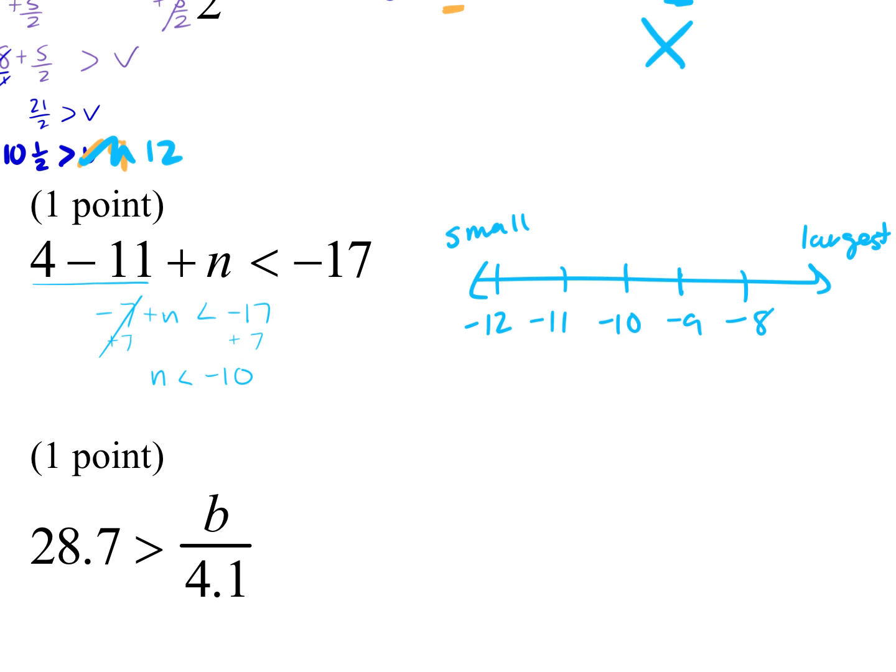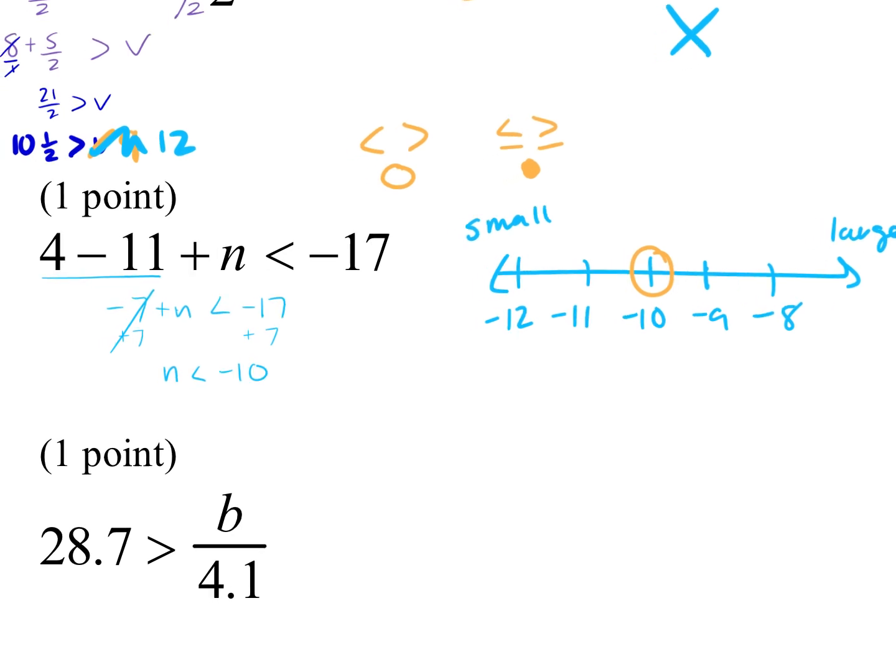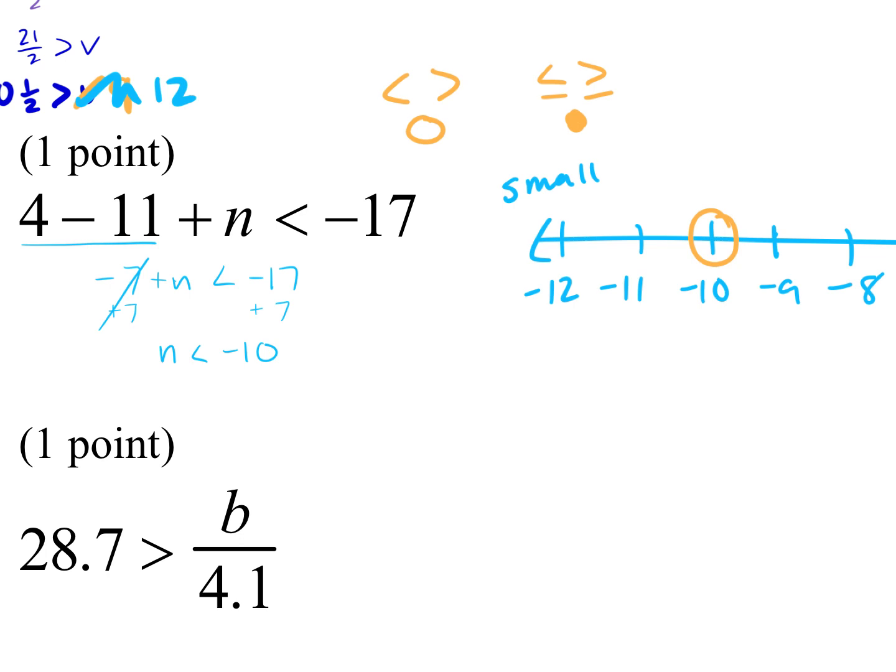Would I put an open or closed circle at -10? Open circle, because if it's just less than or greater than, we get an open circle. If it was less than or equal to or greater than or equal to, we fill in that circle, so it'd be closed. But here we have an open circle. And then let's see what number would make sense? I'm going to pick any number to the left. What's a number that's to the left of negative 10?